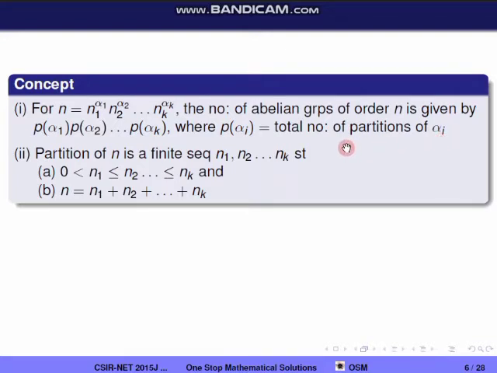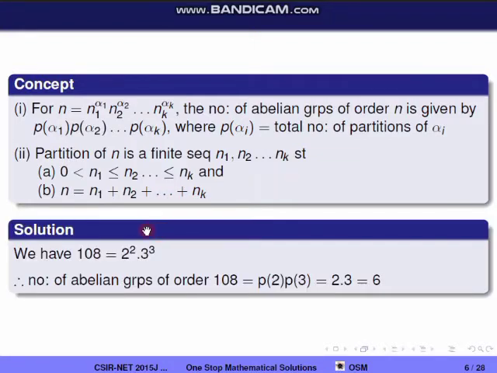So now we'll look at what a partition is. A partition of n is a finite sequence n1, n2, etc. up to nk such that 0 less than n1 less than or equal to n2, etc. up to less than or equal to nk, and n is equal to n1 plus n2 plus etc. up to nk. So now we'll move on to the question.